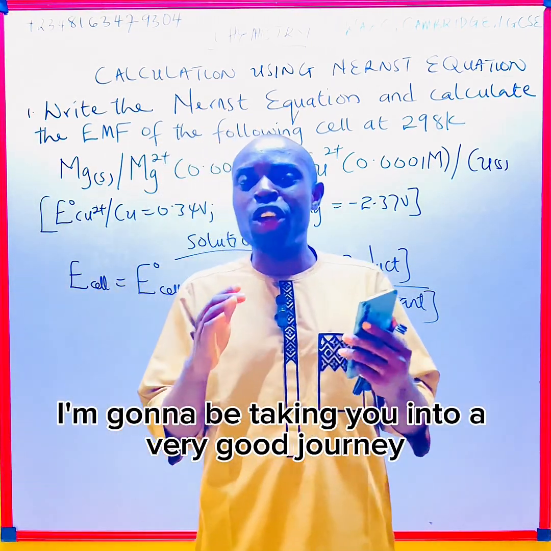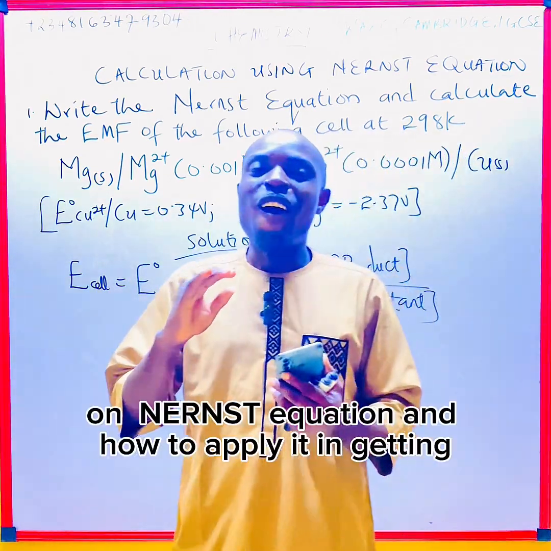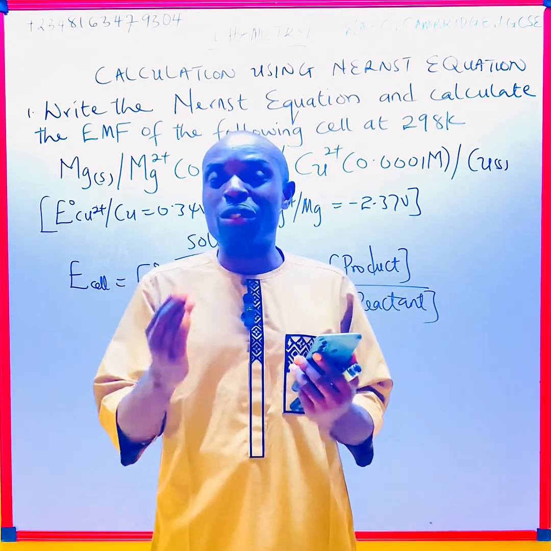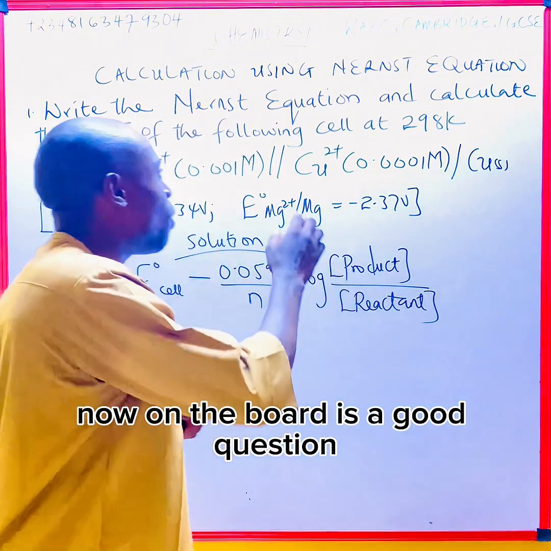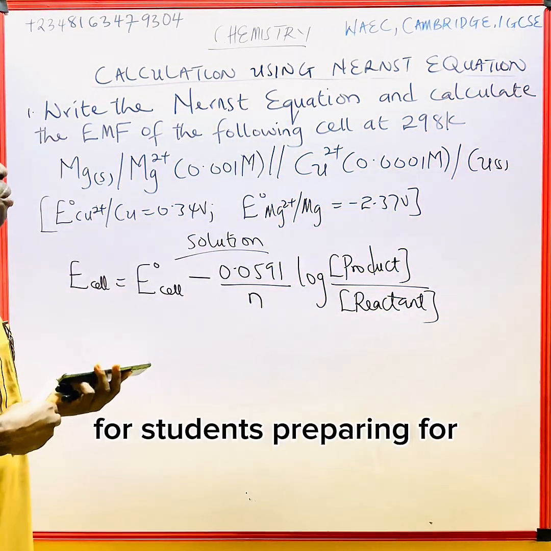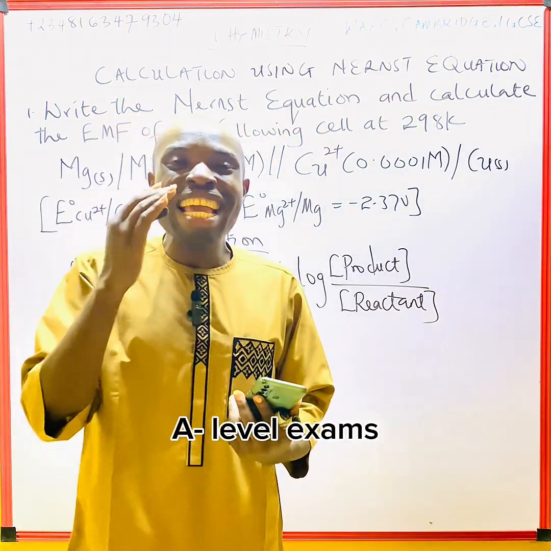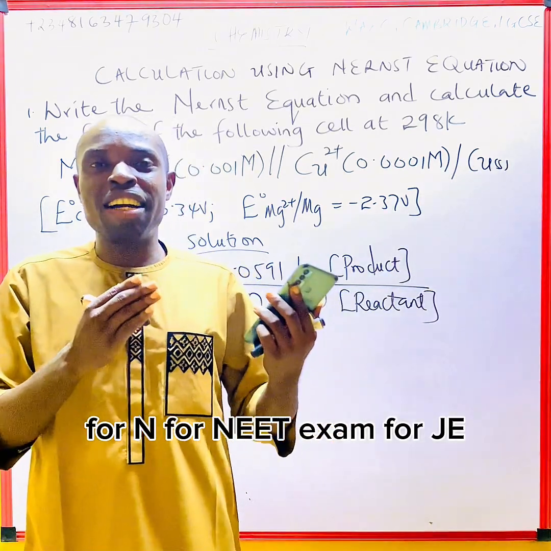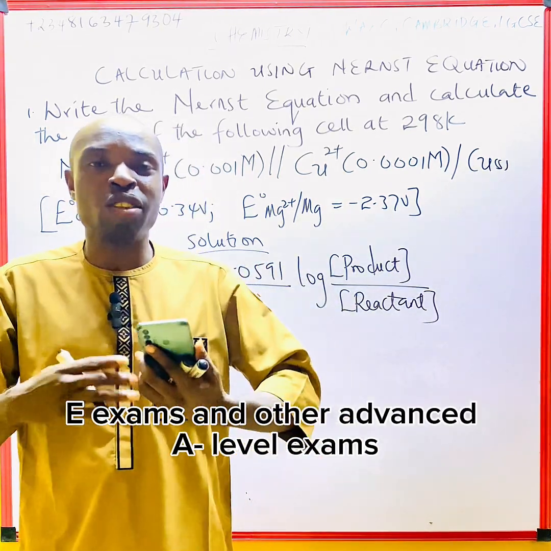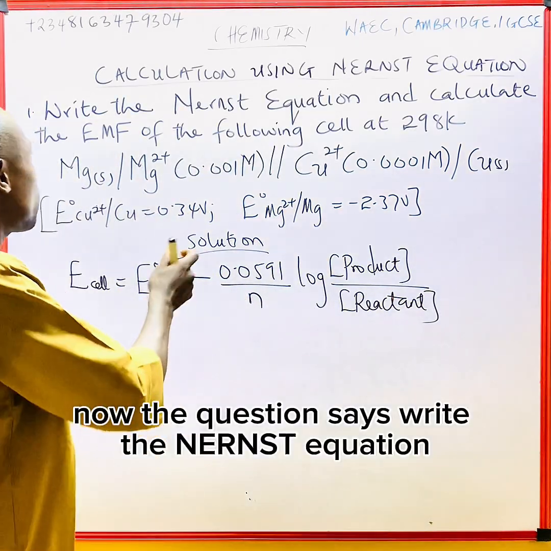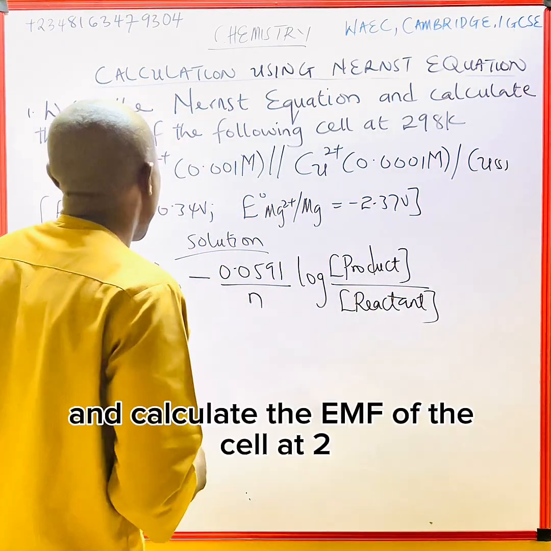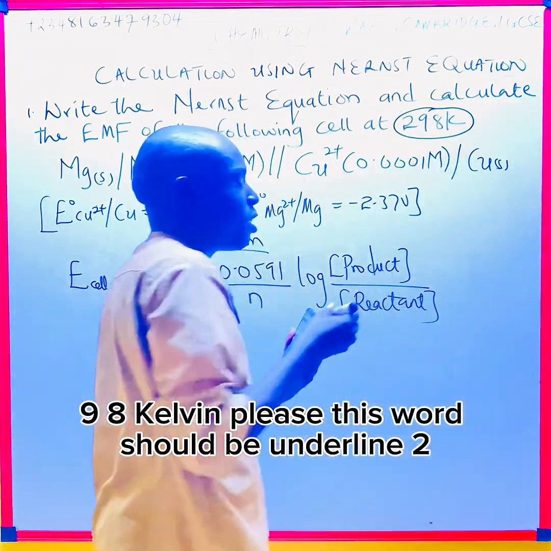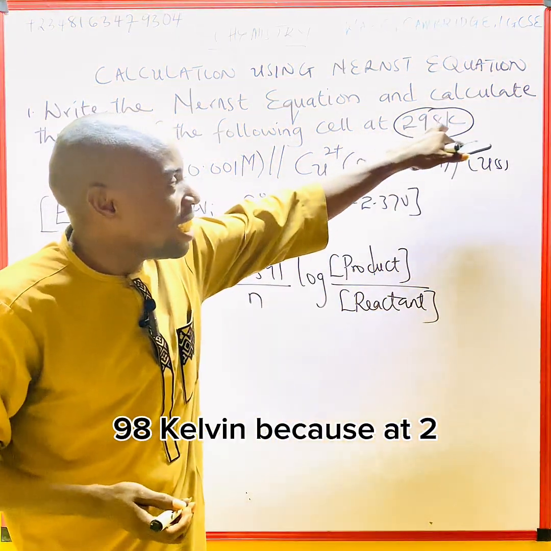Now, in today's video, I'm going to be taking you on a very good journey on the Nernst equation and how to apply it in getting the electrode potential of a cell. On the board is a good question for students preparing for Cambridge A-level exams, NEET exam, JEE exams, and other advanced A-level exams. The question says: write the Nernst equation and calculate the EMF of the cell at 298 Kelvin. Please, this should be underlined: 298 Kelvin.